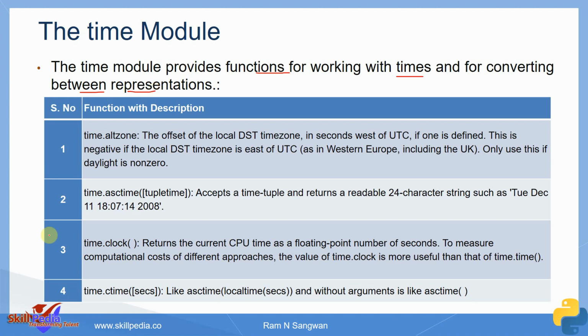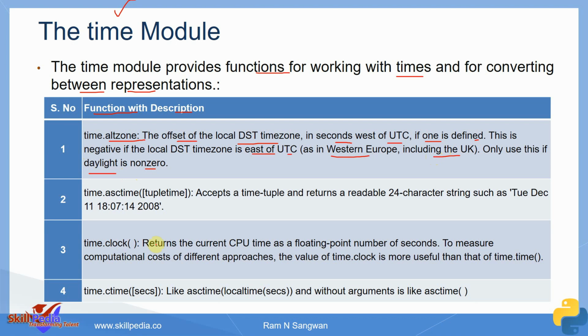So this is a comprehensive list of all the functions of this module, time. The functions with the description. altzone: this is the offset of the local DST time zone in seconds west of UTC, if one is defined. This is negative if the local DST time zone is east of UTC, as in Western Europe including the UK. Only use it if daylight is non-zero.